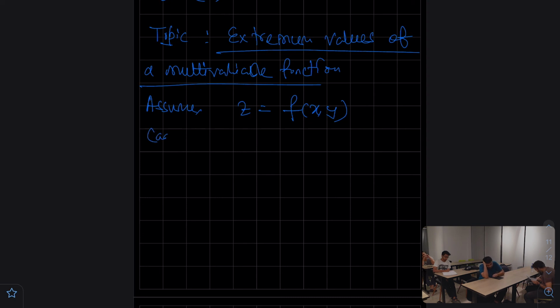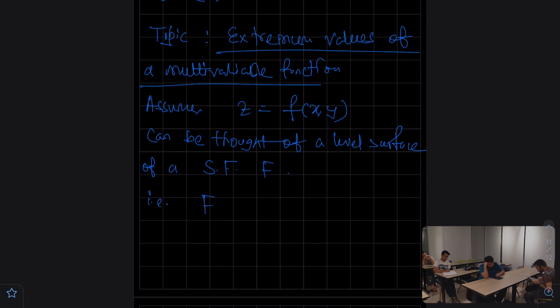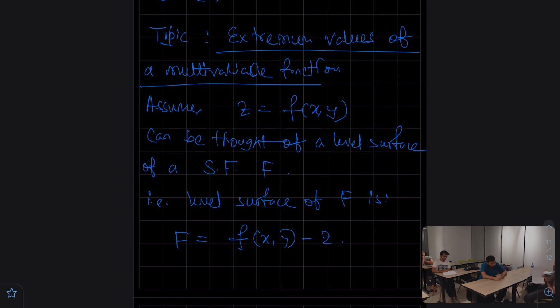This can be thought of as a level surface of a scalar field f. Okay, that is, the level surface of f is equal to f minus z. Okay.